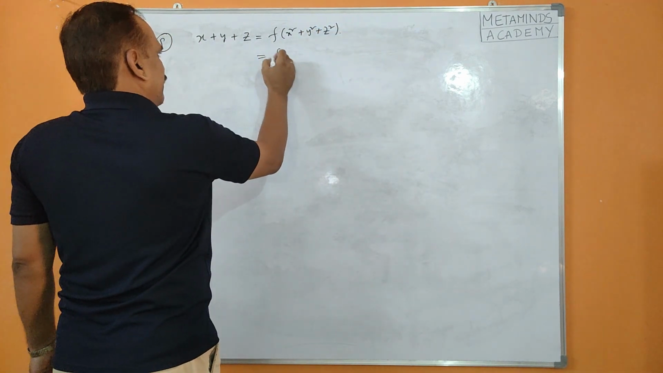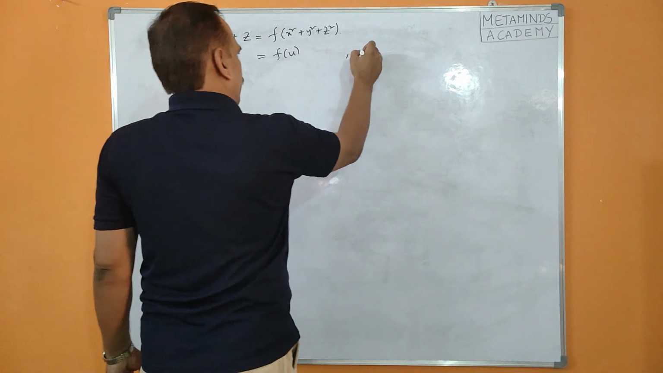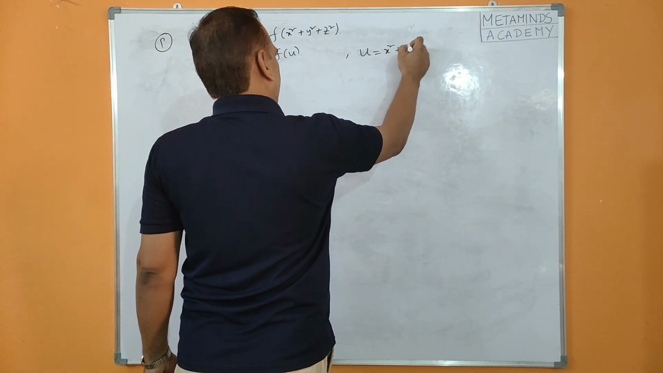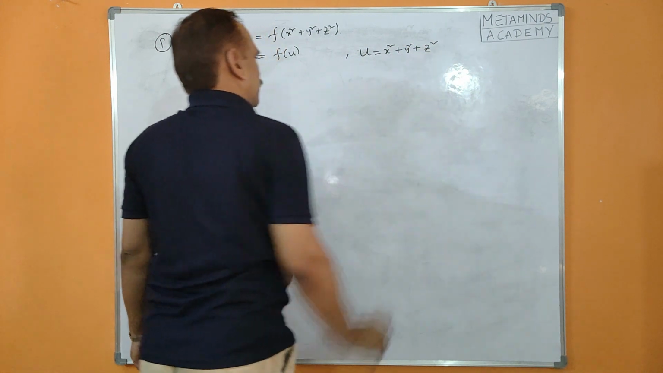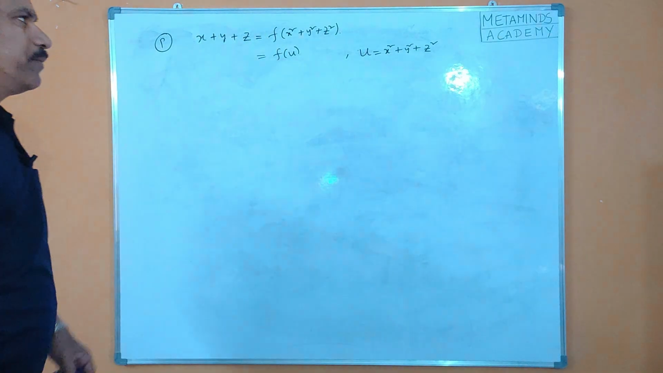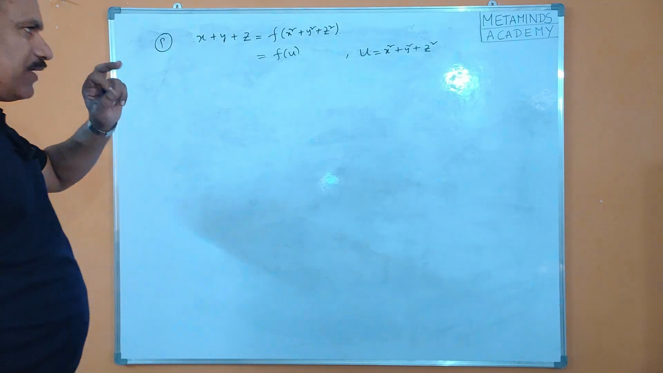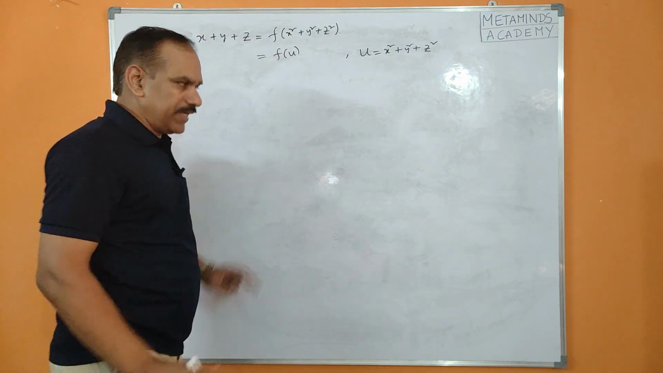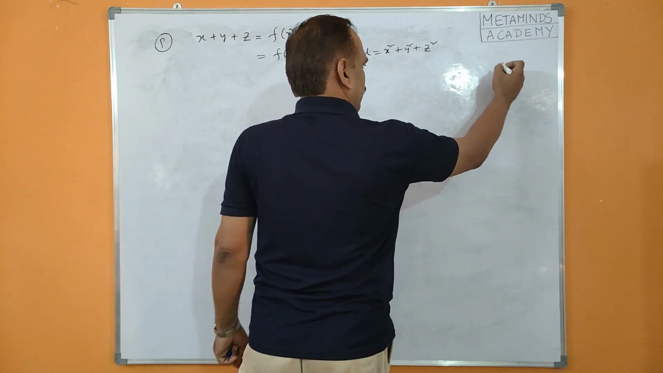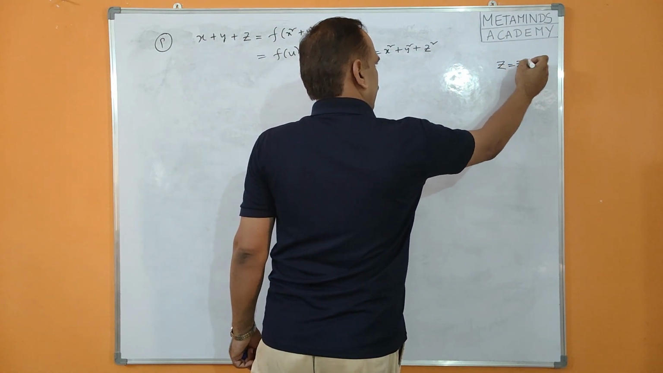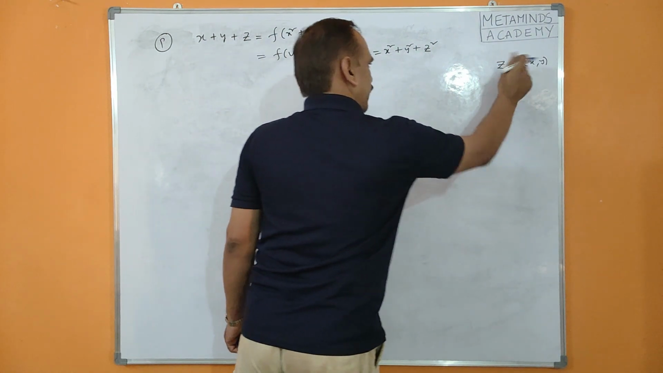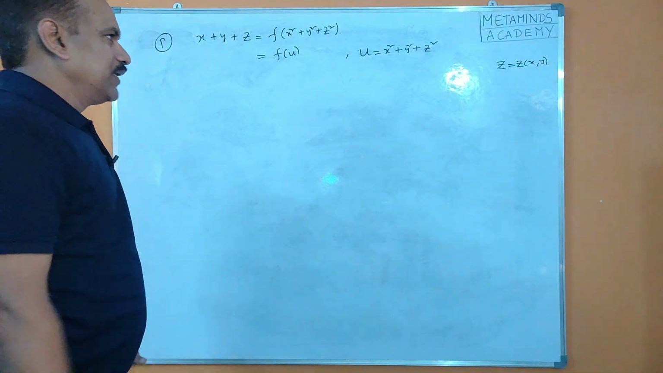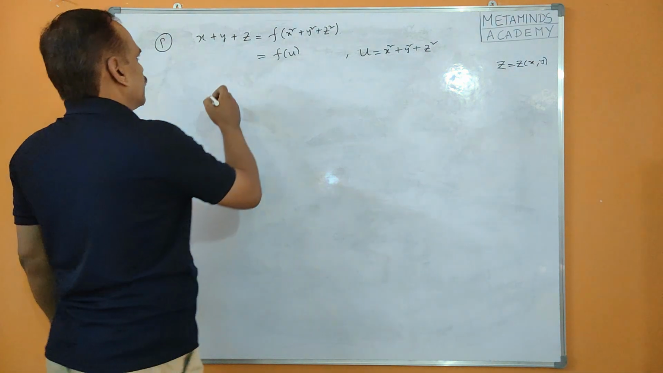Now you can write it as f of u. What is u here? u is x square plus y square plus z square. Remember, in partial differentiation, z is always a function of x and y. It is a dependent variable. x and y are independent variables.